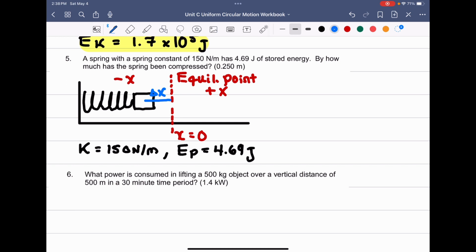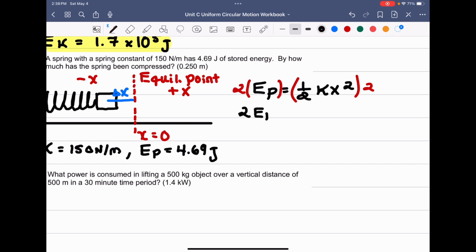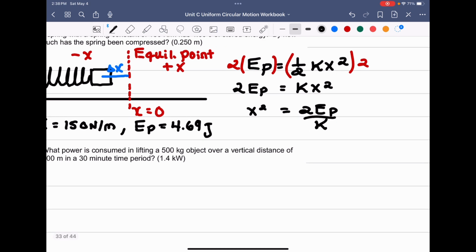Okay, now if I look at this here, I'm going to go over here and say the potential energy, or EP, is equal to 1 half kx squared. We're solving for x, so I'm going to start by multiplying both sides by 2, just to get rid of that 2 out of the denominator. This gives me 2EP, which is equal to kx squared. I'm going to get x squared is equal to 2EP divided by the spring constant. And then in order to get that x value, or the compression of the spring, I'm going to write it as x is equal to the square root of that following term.